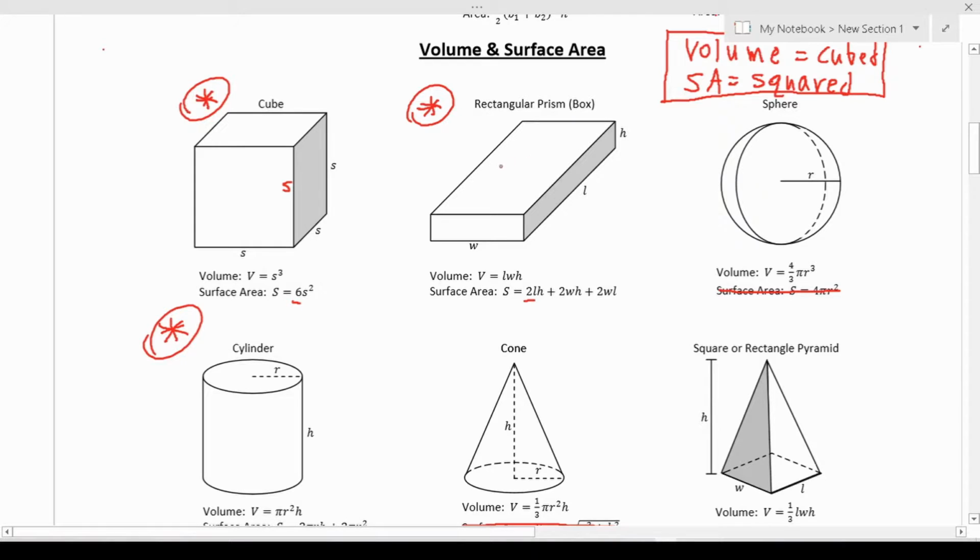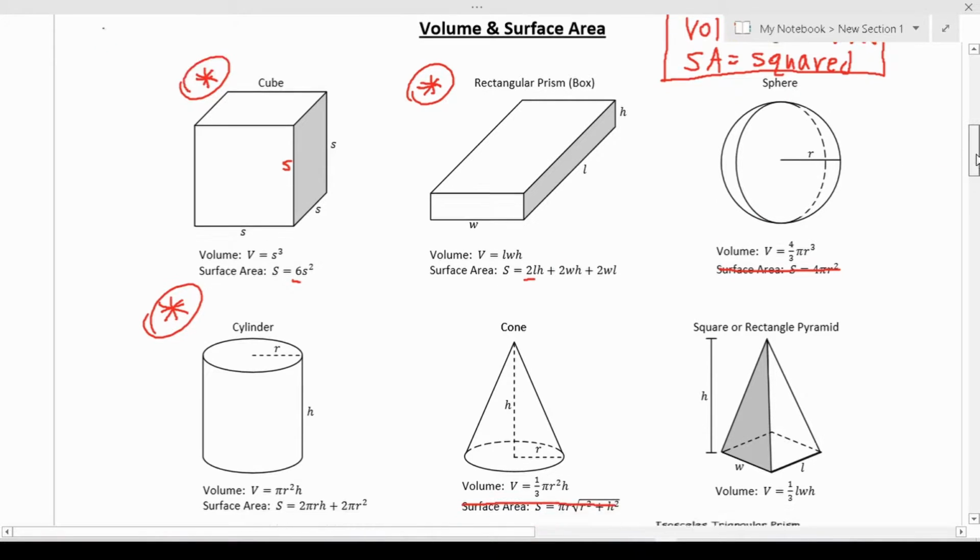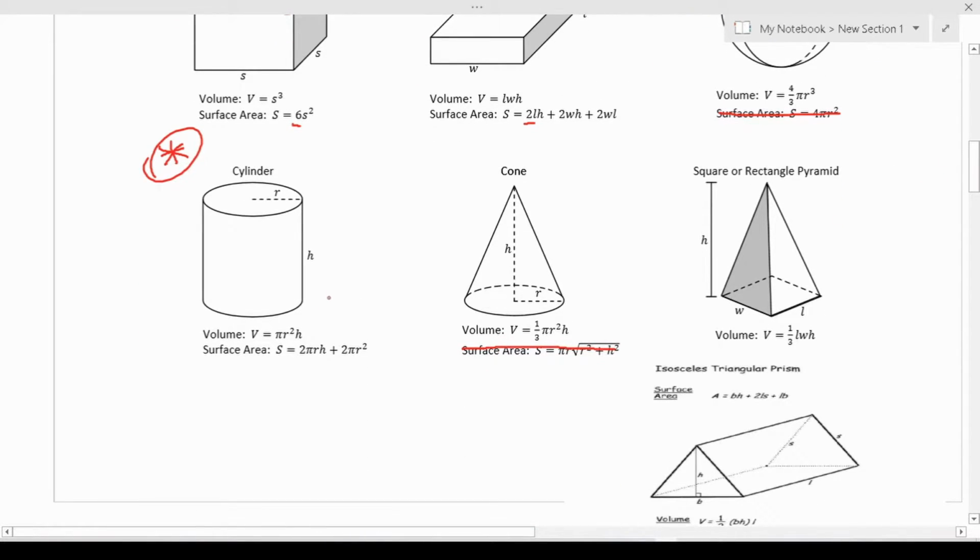So let's talk about rectangular prisms. As we can see, the volume for that is length times width times height. And the formula to find its surface area is 2 length times width plus 2 width times height plus 2 width times length. Okay. To find the volume of a cylinder, it's pi r squared times height. And to find its surface area, it's 2 pi r times height plus 2 pi r squared.